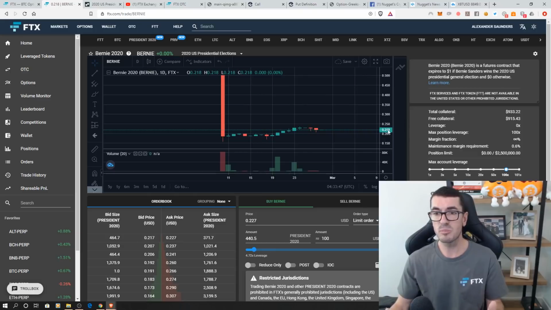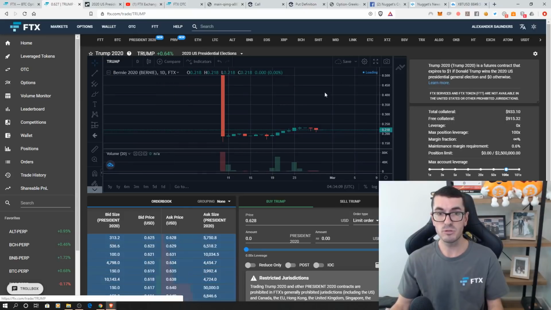All we're looking at is the price of a token, which is the percent of them getting elected, the probability. So at the moment, Bernie is around a 21.8% chance of getting elected. If he gets elected, that jumps up to $1. So that would be around a 5x return. Whoever loses these elections or drops out of the race, their token price is going to go to 0.